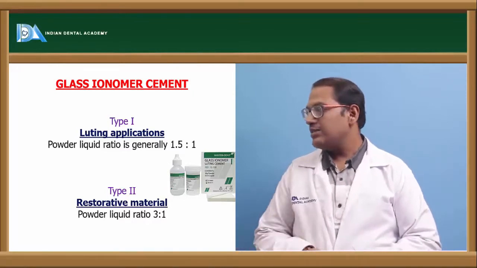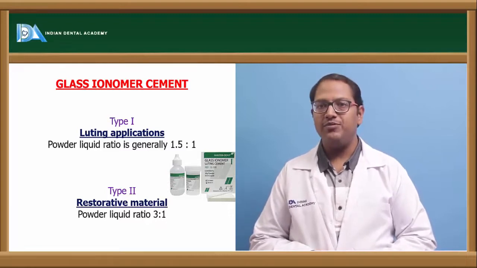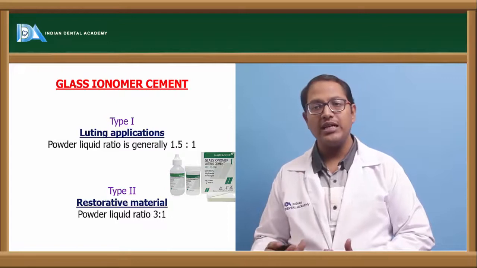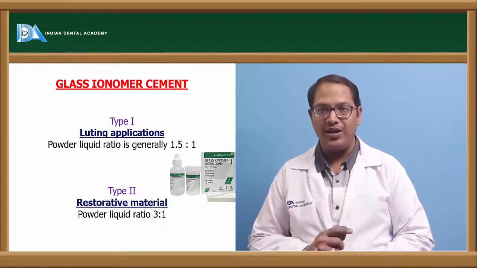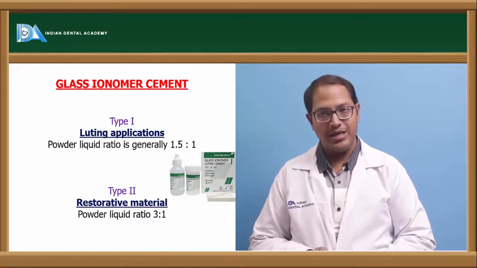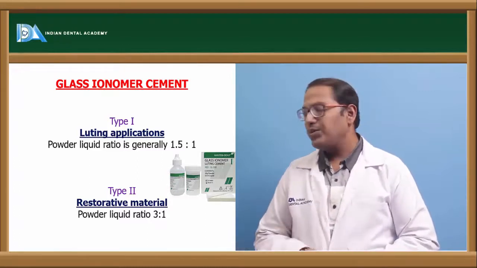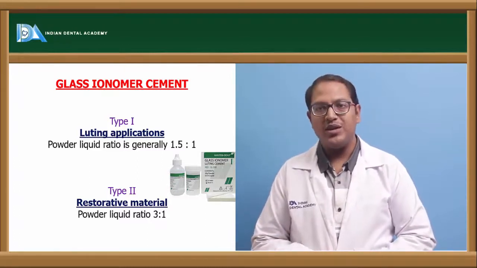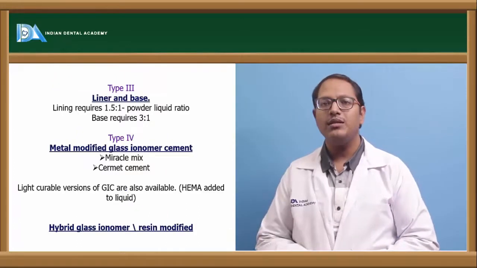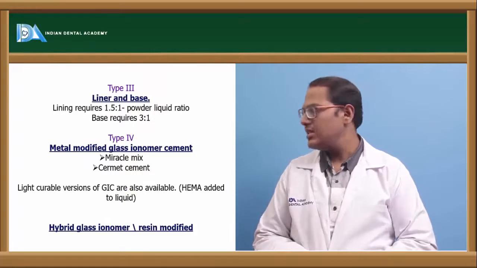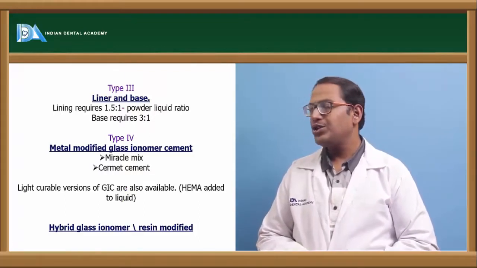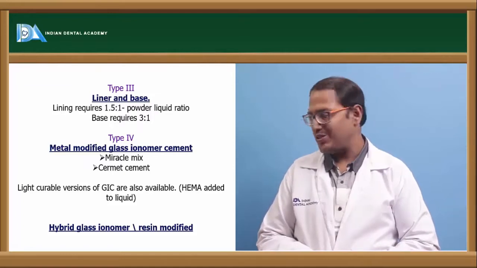Glass ionomer cement is classified into 3 types, not only 3 types, it has 8-9 types of classification, of which the one we are concerned with as a luting cement is type 1. I always told you luting cements are always type 1, restoratives are type 2. So the powder liquid ratio for luting is 1.5:1. For restorative it is 3:1. Type 3 is liners and bases, where it is again 1.5:1, and the powder liquid ratio for bases is 3:1.